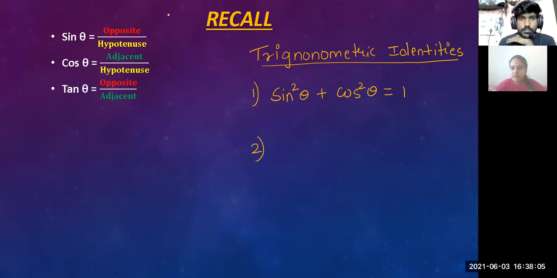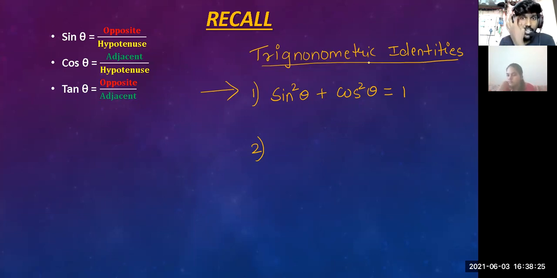Yes, can you hear me now? Yes, okay. So we have three main trigonometric identities. From that, just remember the first one. From the first one, you can bring out the other two. This first one is easy. Sine square theta plus cos square theta is equal to 1.